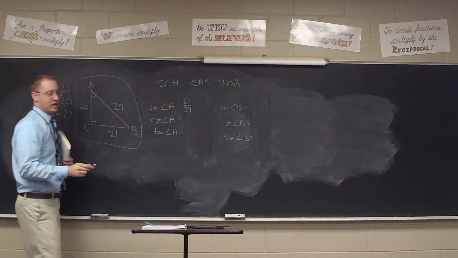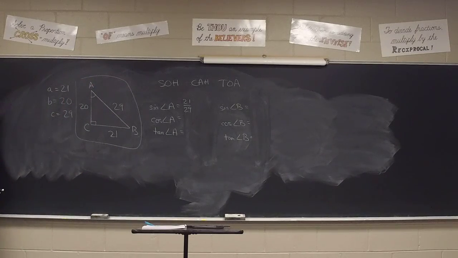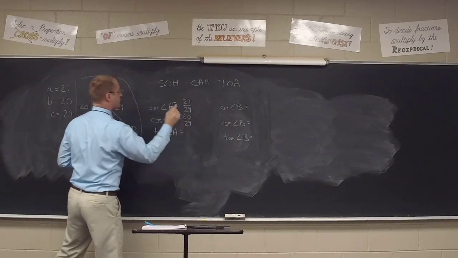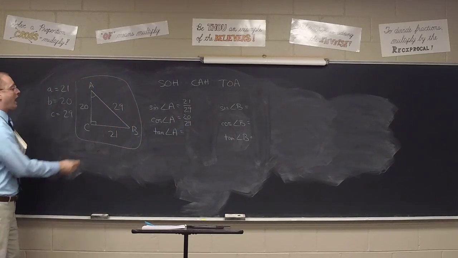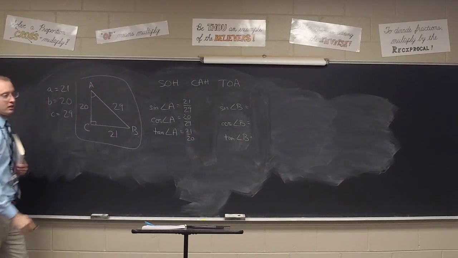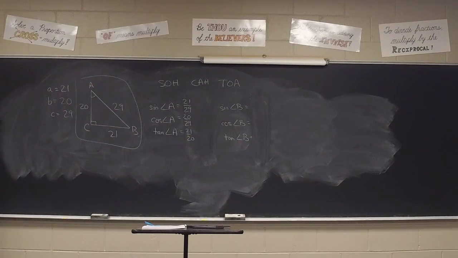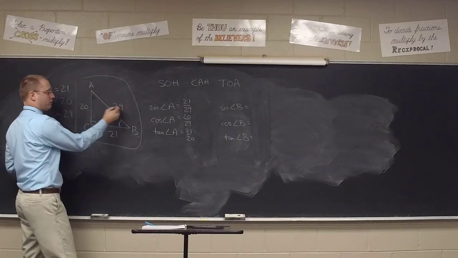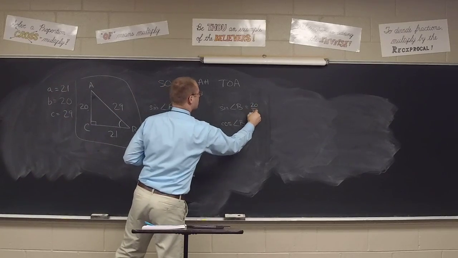What about the cosine of angle A? Quentin? 20 to 29. Adjacent over hypotenuse, 20 to 29. And for the tangent, Chris? Opposite over adjacent, 21 to 20. Because I feel like it should have reduced, but it just didn't. It doesn't reduce at all, does it? For the sine of angle B, Ethan? 20 over 29. All right, we're focusing on this angle now. Opposite over hypotenuse, 20 to 29.